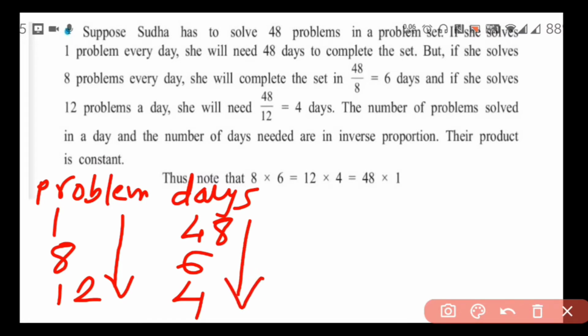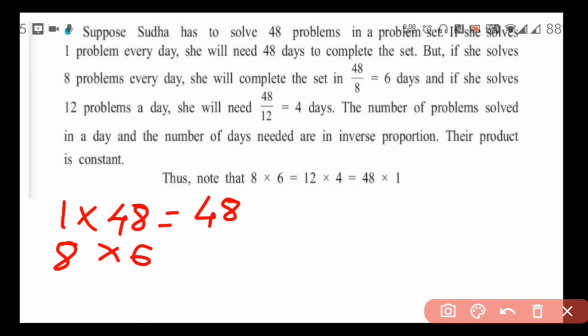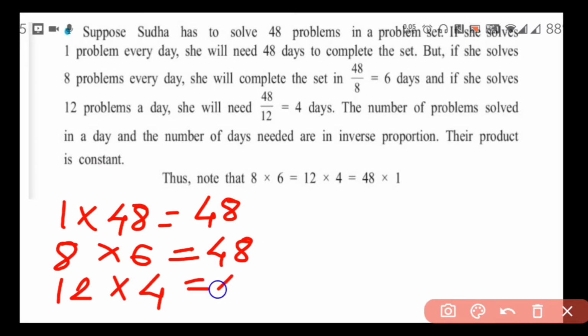There is an increase in one quantity and a decrease in the other quantity at the same time, but what we can see is that their product is constant. For one problem in one day she requires 48 days, so their product is 48. If she solves 8 problems in one day, she requires only 6 days, so 8 sixes are 48 again. If she solves 12 problems in one day, she requires only 4 days, so 12 fours are 48 again. That means the product is constant.